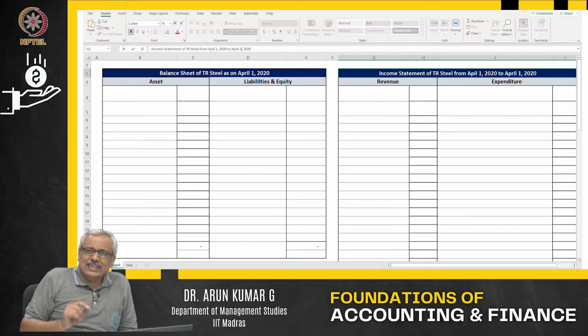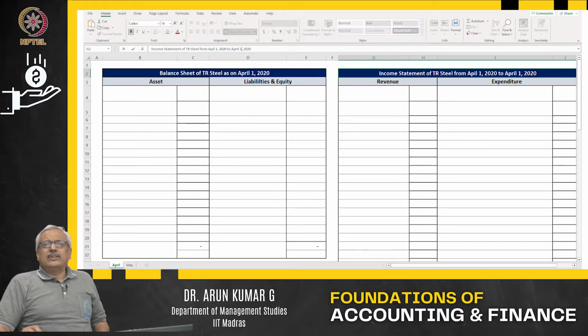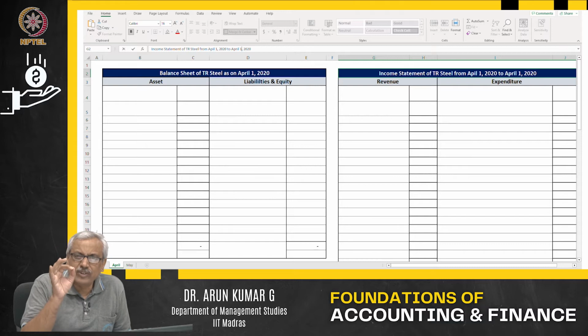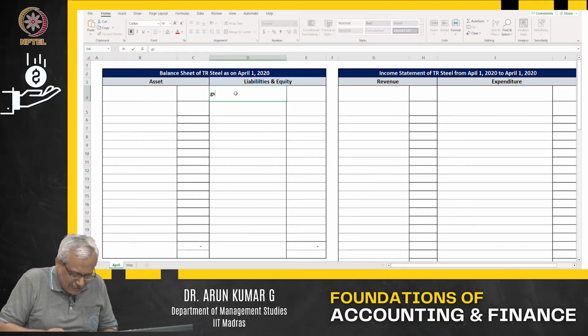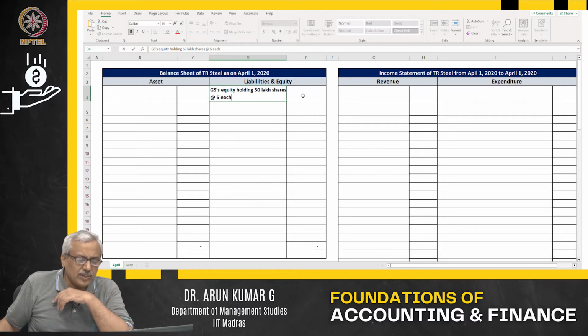So what does it say? The company was incorporated. Incorporated by what? GS holds, that is Glorified Steel holds 50 lakh shares of 5 rupees each. Now what is happening? That is an equity. So now that comes in here as GS's equity holding 50 lakh shares at 5 rupees each. So what happens?